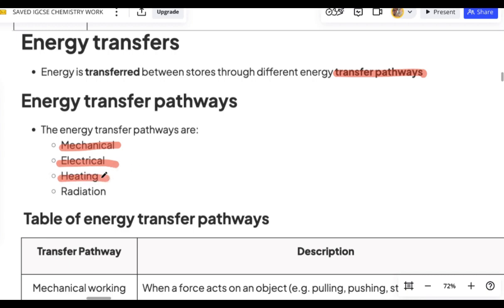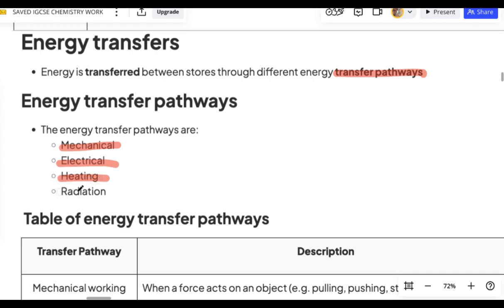For example, in terms of thermal energy, a thermal store can transfer energy to another thermal store. If you have hot coffee in a cup, the coffee can transfer its thermal energy from its thermal store to the thermal store of the cup, and from the thermal store of the cup to the thermal store of the hand. So this method is by heating.